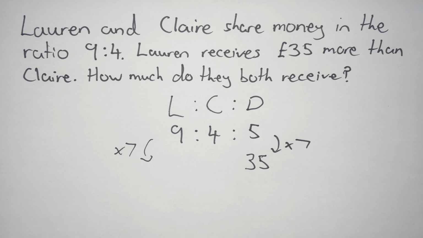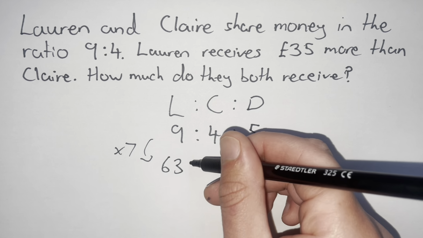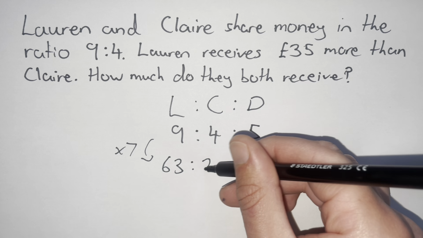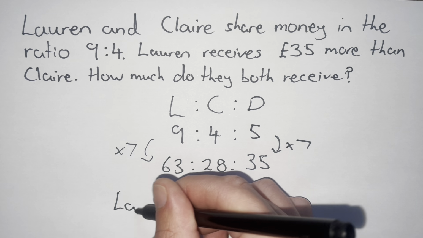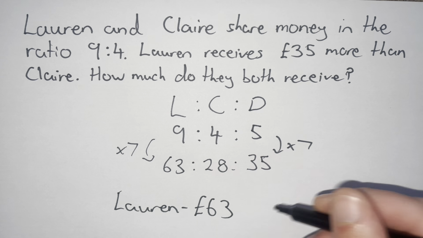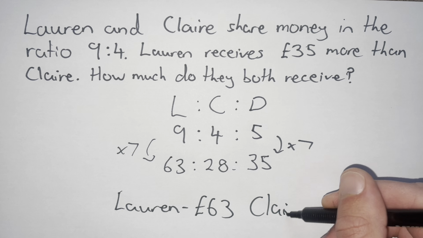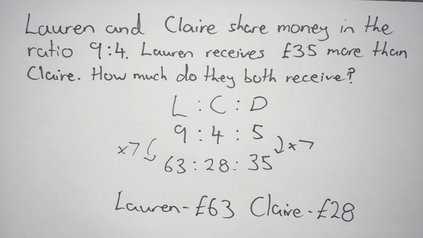And I'm going to multiply by 7 throughout the rest of my ratio. So 9 times 7, that gives me 63. And 4 times 7 is 28. This tells me that Lauren receives £63 and that Claire receives £28. And again, we should notice the difference between these two numbers is 35.